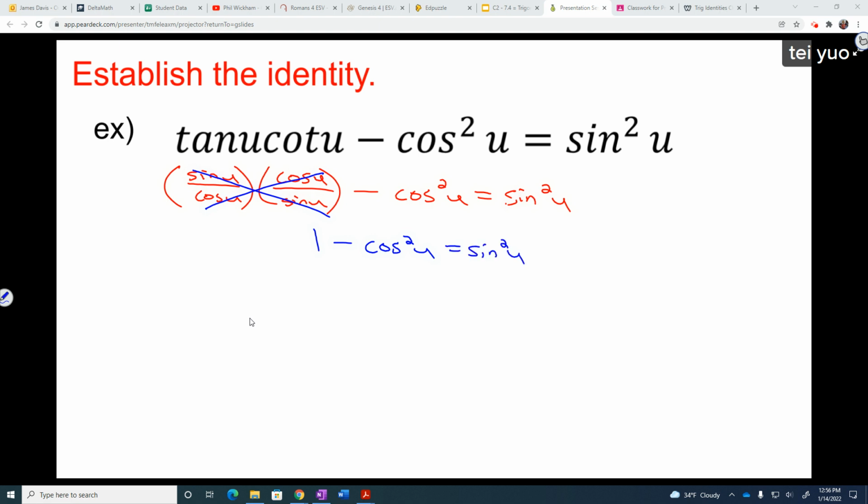And this is one of our Pythagorean identities. It's not necessarily written this way on our formulas, but it's written like this: sine squared u plus cosine squared u equals 1. If you just rearrange that, if you just subtract the cosine squared, then it's obviously the same, right? So then we write sine squared u equals sine squared u.